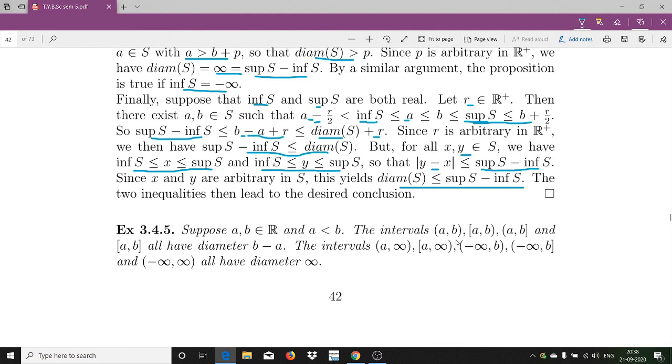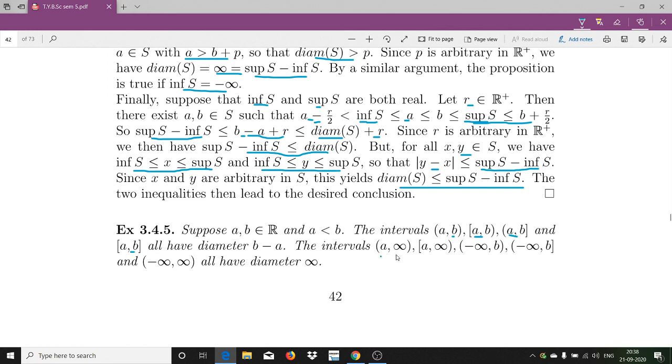If you consider intervals of the type open interval a comma b, closed at a and open at b, open at a and closed at b, or closed interval a comma b, all these intervals will have diameter b minus a, because every interval of such kind has supremum b and infimum a. So the supremum of the set minus the infimum of the set will be b minus a. So the diameter will be b minus a. So from that theorem it follows immediately.